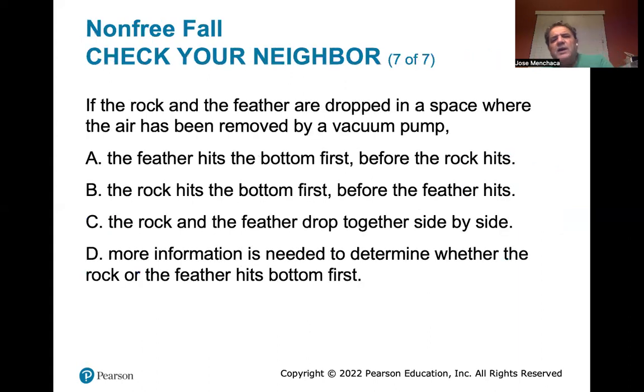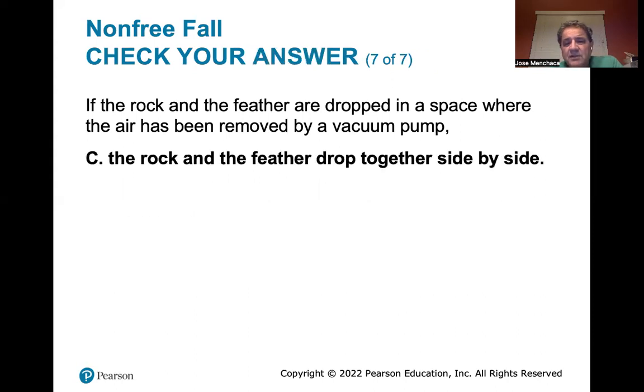Okay. If the rock and feather are dropped in a space where the air has been removed by a vacuum pump, we've seen this demonstration. The feather hits the bottom first before the rock hits. The rock hits the bottom first before the feather hits. The rock and feather drop together side by side, or D, more information is needed. You've seen the video, or you should have seen the video. If not, look up on YouTube rock and feather in a vacuum chamber or something similar to that, and you'll see it. The rock and feather drop together side by side.